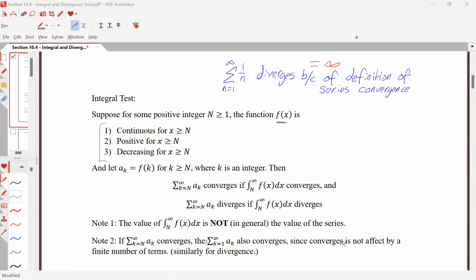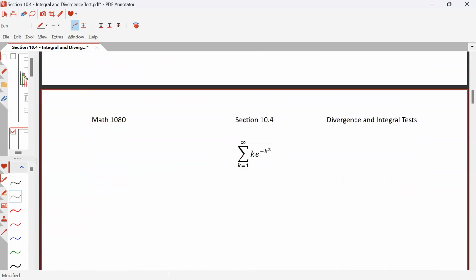Hello, in this video, we want to take a look at using the integral test. So remember, the integral test is that if the function is continuous, positive, and decreasing, then we can look at the integral. If the integral converges, so does the series. If the integral diverges, so does the series.